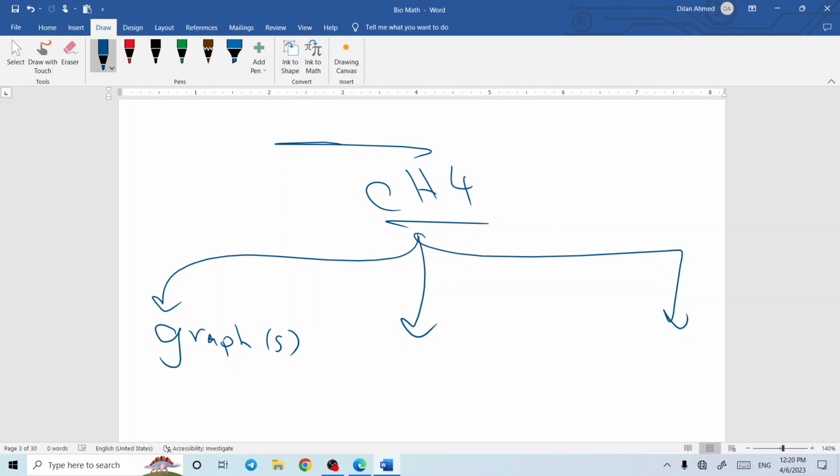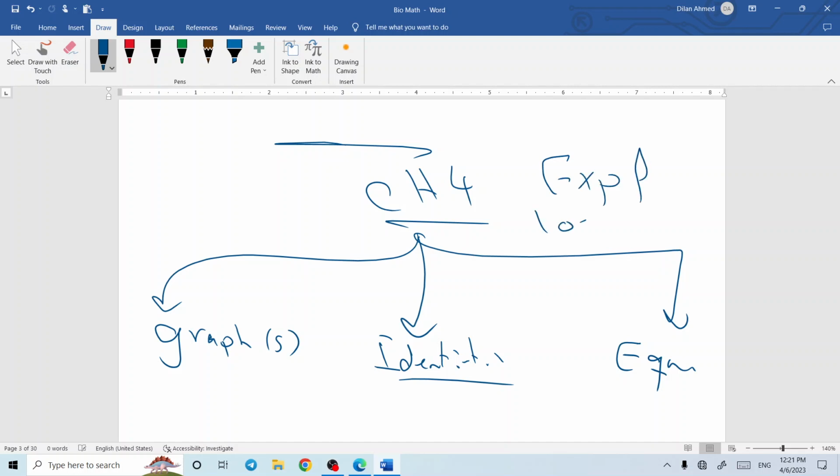The second thing that we need is identities, and identities will help you to solve equations. So we have exponential and logarithmic functions. The graph of them is important, the identities that we are going to take are important, and equation 4.5 is important. So when you study, try to control all parts, especially graphs and equations.